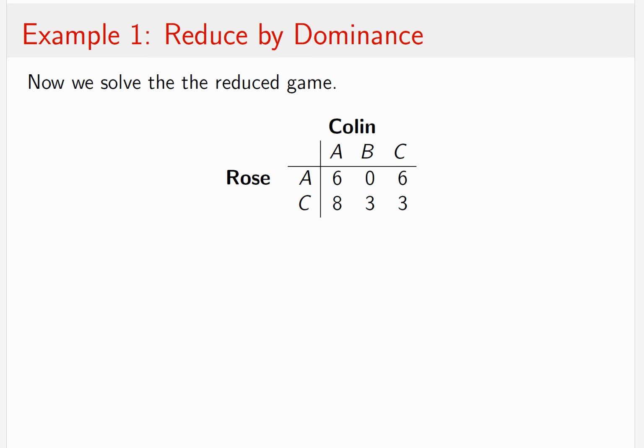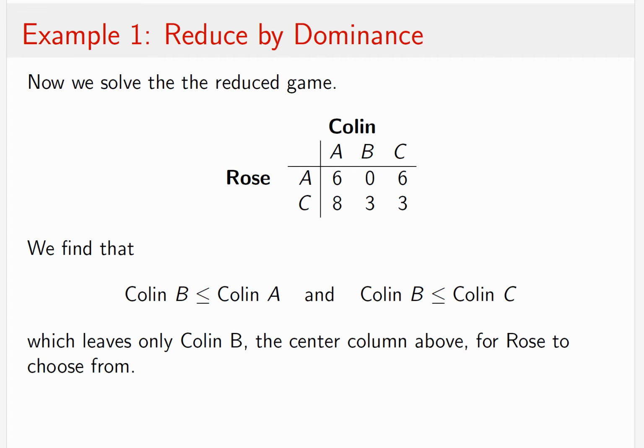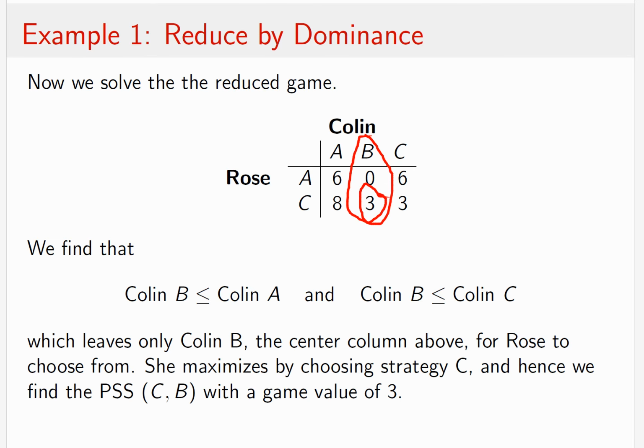And now we look at Colin and we say, oh, Colin has a good strategy and B is a good strategy. It turns out that C actually dominates A. If you think about it, remember Colin is trying to minimize here, but B dominates both of them. If we look at this, right, Colin B dominates both Colin A and Colin C. And therefore, that leaves only column B to choose from, right? And of course, Rose, who is maximizing, will choose the 3 and not the 1. So we finish this very clearly.